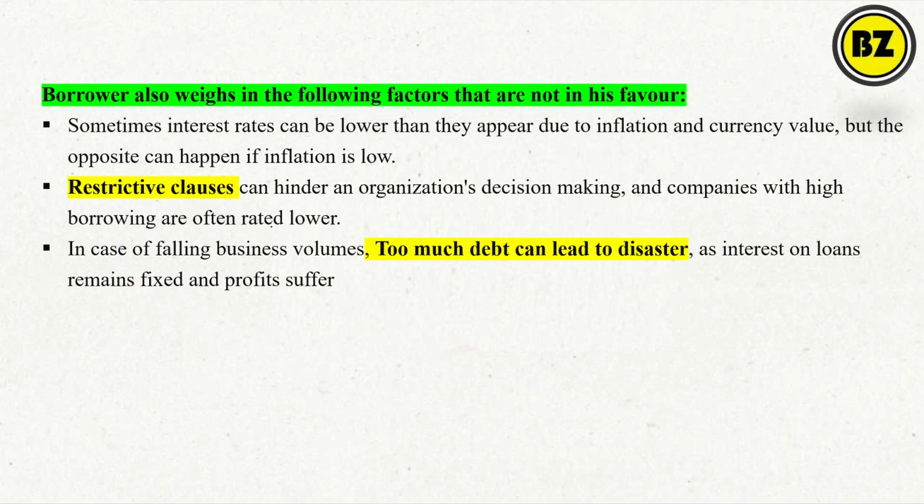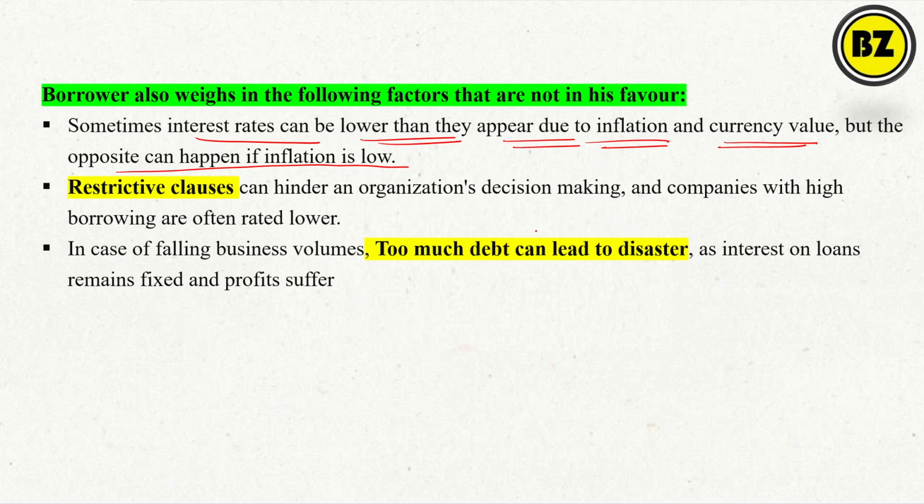Now what are the others? The borrower also weighs in the following factors that are not in his favor. So basically, what are the disadvantages to the borrower? These are the disadvantages to the borrower of the term loan. Sometimes the interest rate can be lower than it appears due to inflation and currency value, but the opposite can happen when inflation is low. So it all depends on inflation.